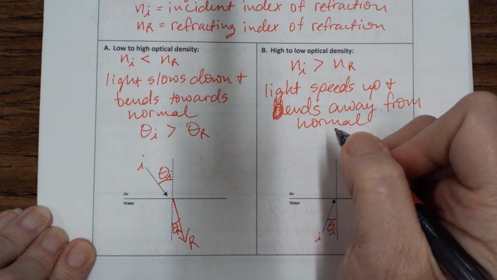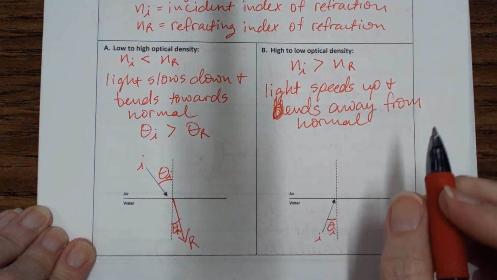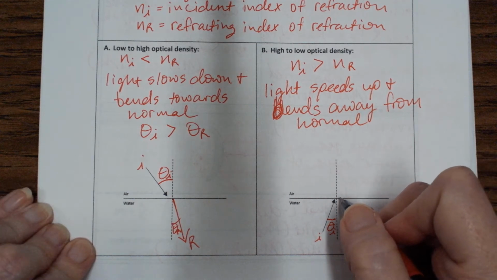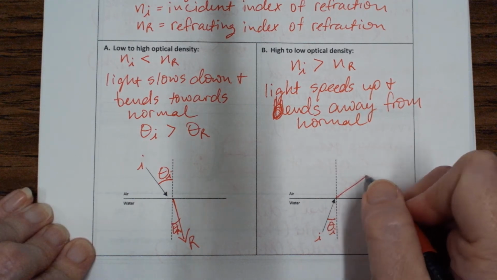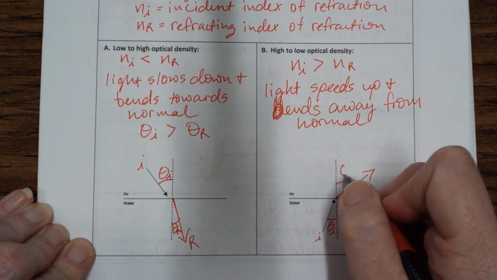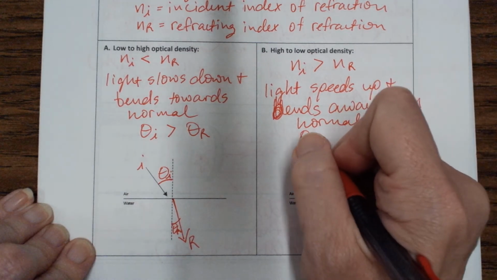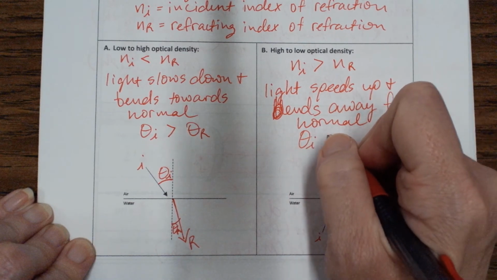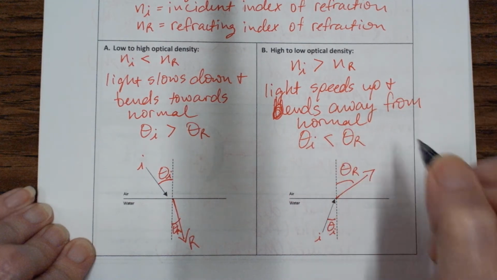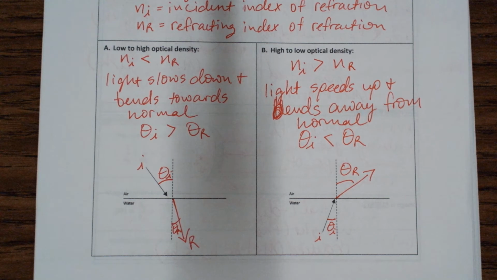Okay, so if it bends away, that means the angle is going to be bigger. So bending away, it's going to look more like this. So my theta R is going to be a lot bigger than my theta I. Okay, so my theta I is smaller than my theta R.